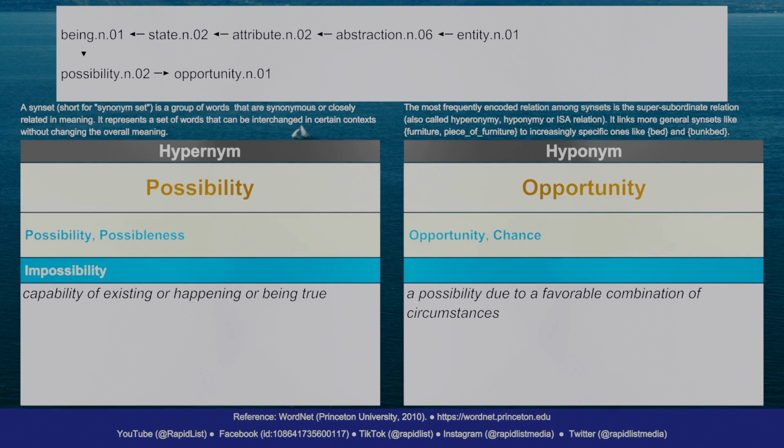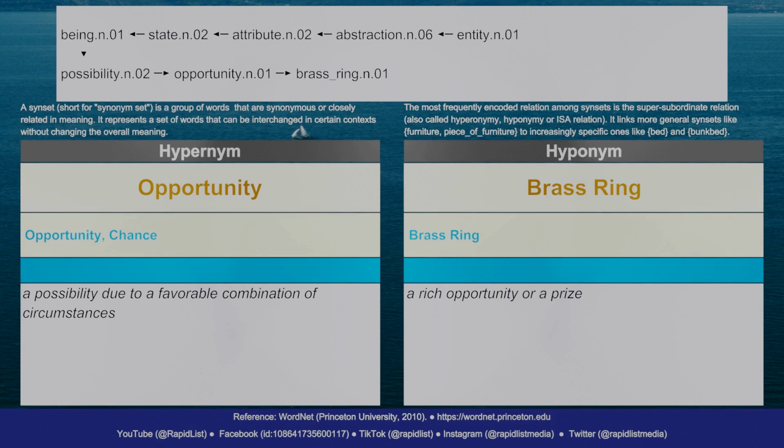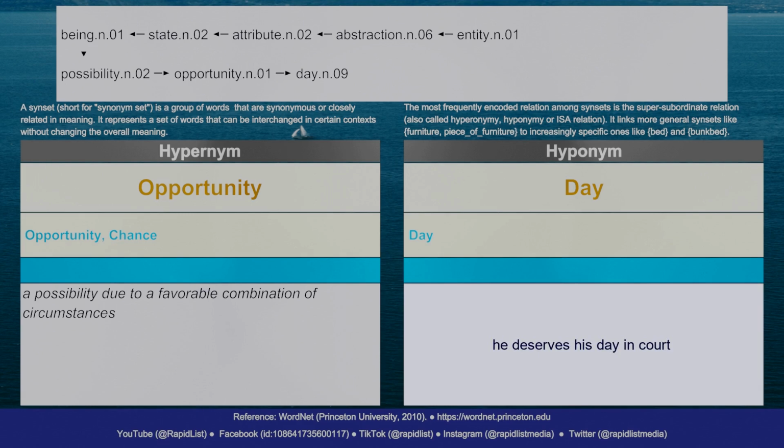Opportunity. A possibility due to a favorable combination of circumstances. The holiday gave us the opportunity to visit Washington. Brass ring. A rich opportunity or a prize. They missed the brass ring at the Miami convention. Day. A period of opportunity. He deserves his day in court.